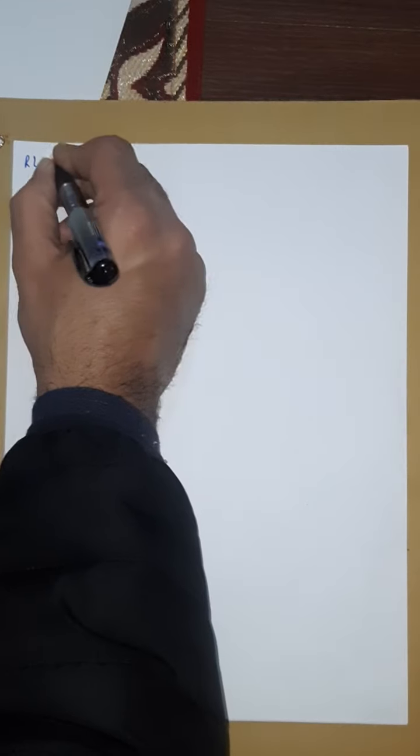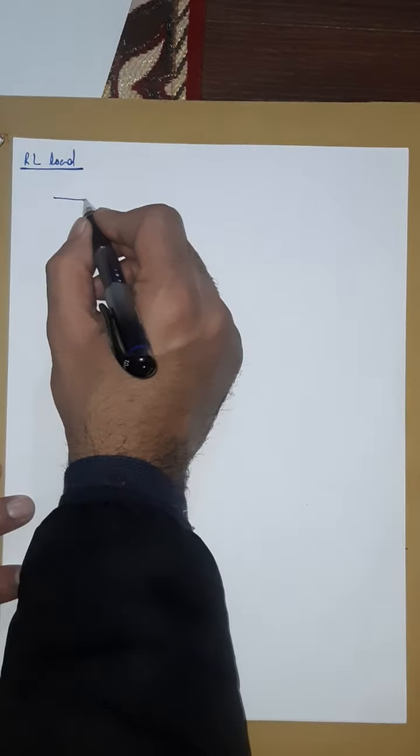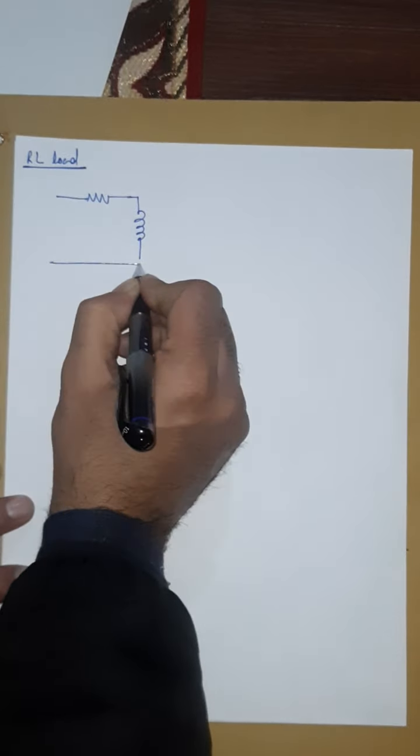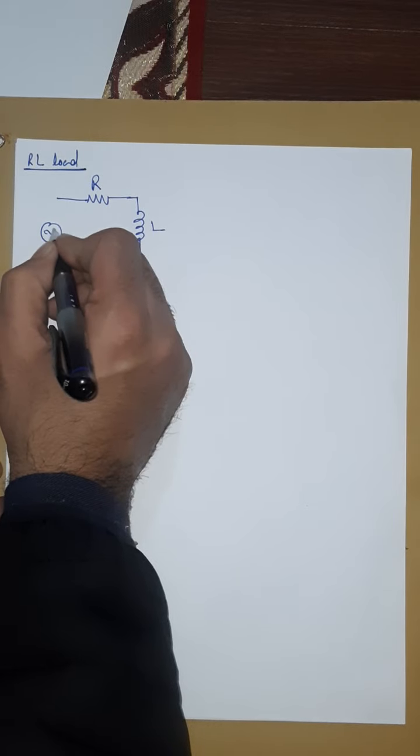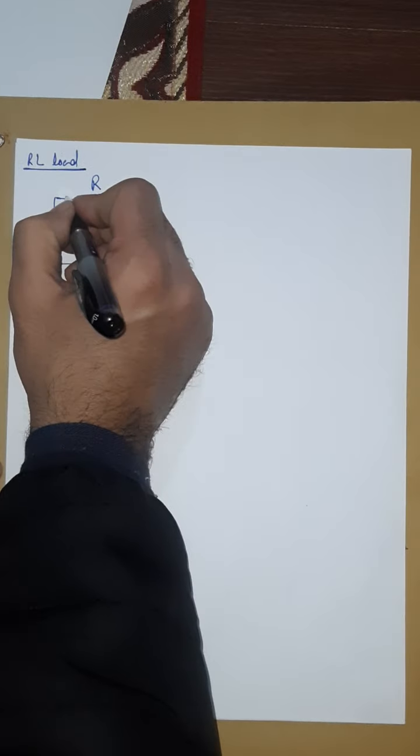Okay, so let us take the case of an RL load. So what is an RL load? We have a resistor and we have an inductor. This is L, this is R, and we have a voltage source V here, and some current I is flowing in the circuit.